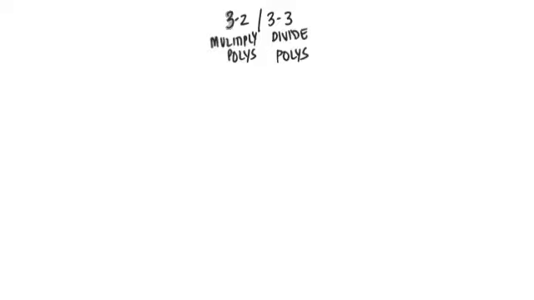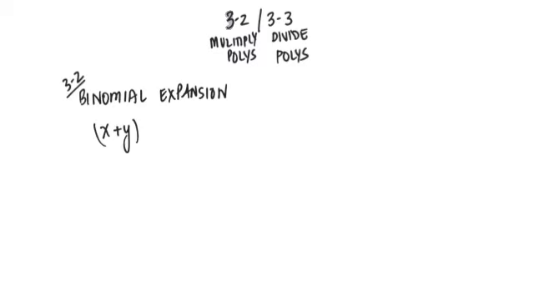Now, the topic we're going to focus on today is the binomial expansion. So this is part of 3.2. It's the second part of 3.2. And the binomial expansion means how do we expand something like (x + y) to the power 3. Notice that this is a polynomial multiplication, (x + y) times (x + y) times (x + y), right?